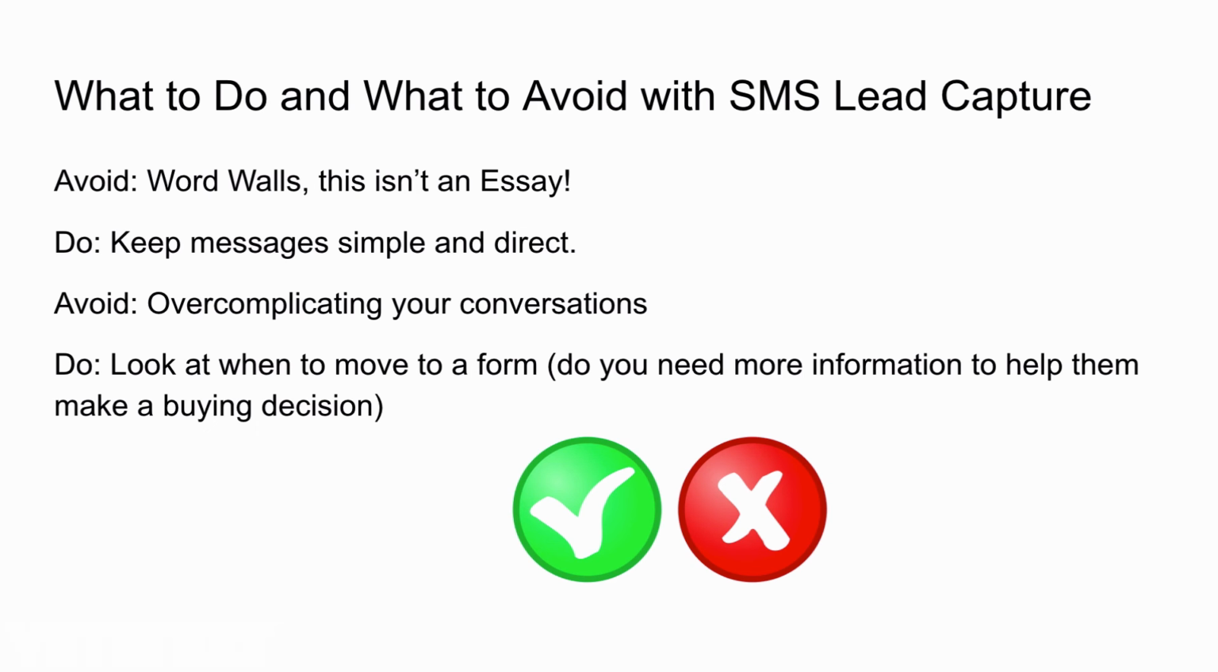I don't want to ask 8 different questions in a conversation. I want to capture their name and email, and then I can progress and send them a form to quickly get that information and then get them their information as quick as possible. So I don't want to overcomplicate that. Know when to move it to a form to help them make that buying decision.